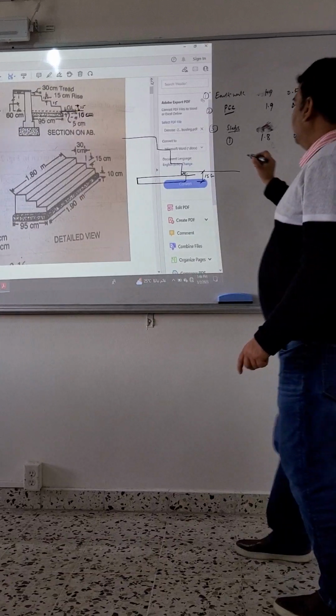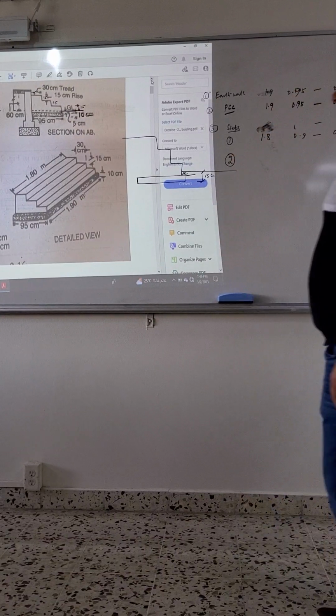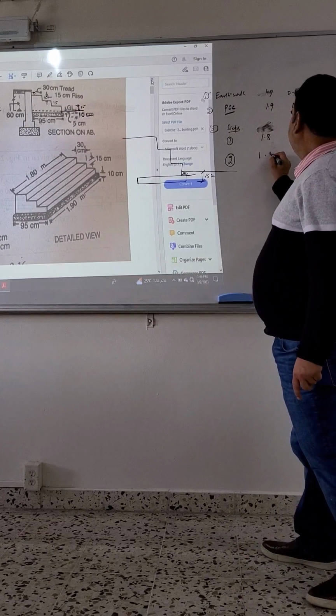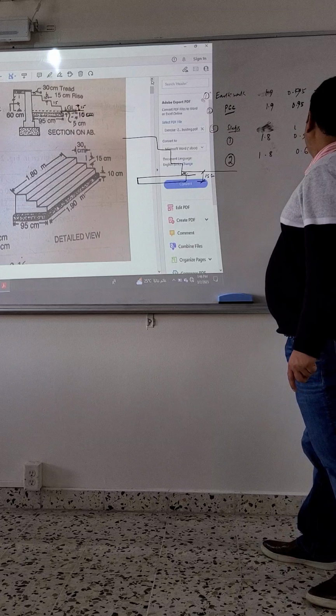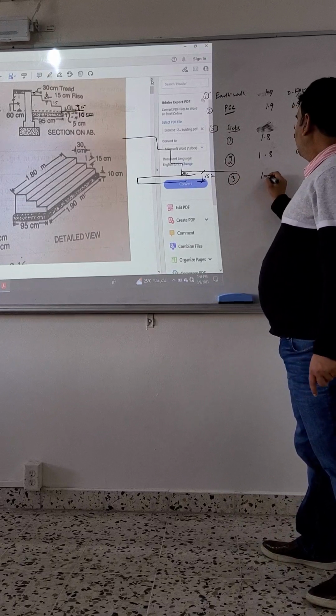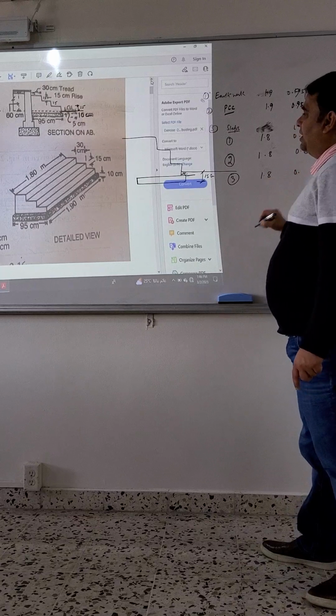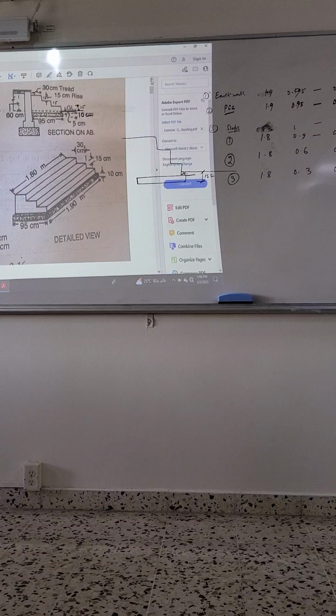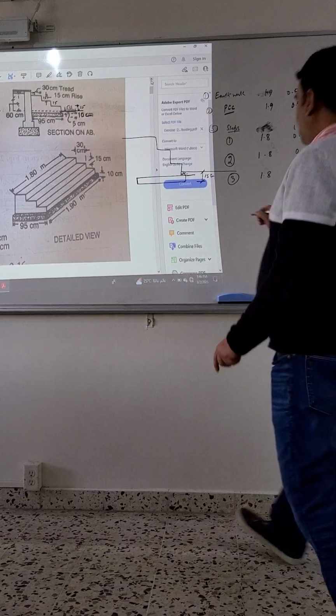Now the second step is, who is going to tell? 1.8, 0.6, 0.15. Then the third step is 1.8, 0.3, 0.3. Why? Because 30 centimeter is done. Okay. Now after that, finishing.